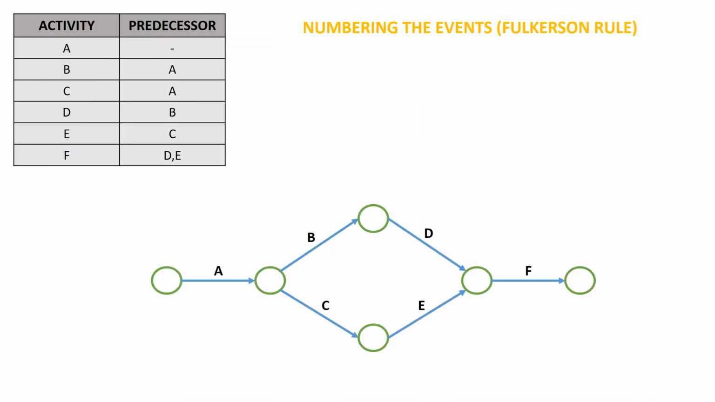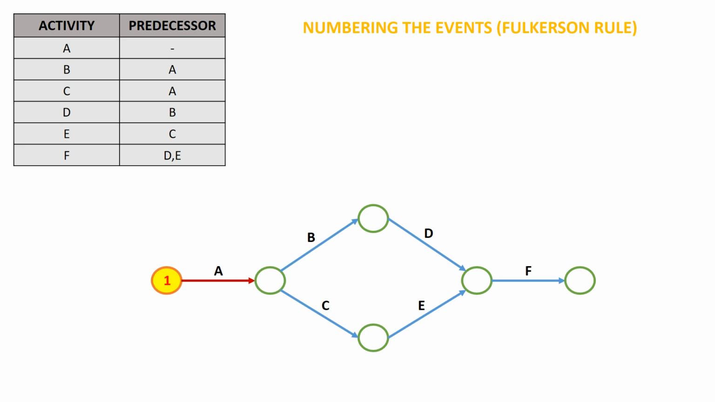How can we number the events for the given network using the Fulkerson rule? As per the rules, our entire network diagram starts with an initial event, and this initial event has to be numbered 1. From this event number 1, we have to mark all the outgoing activities. In the network, we have only one outgoing activity, which is activity A.